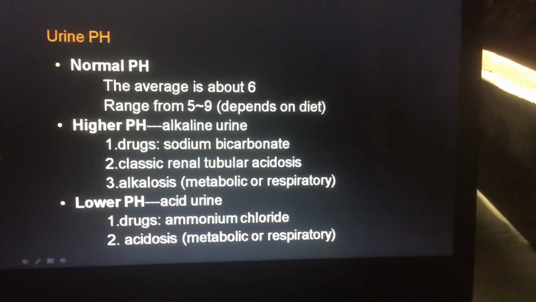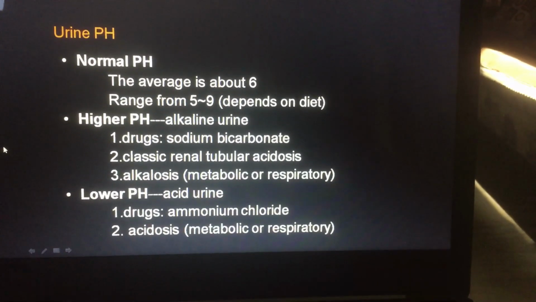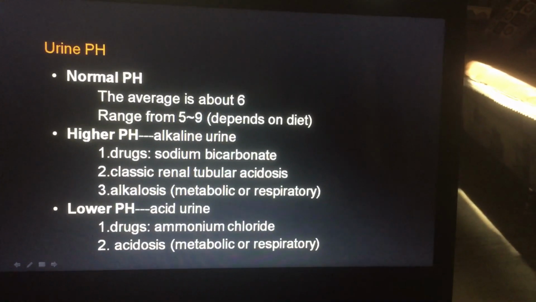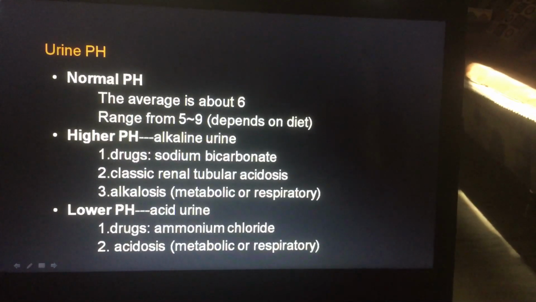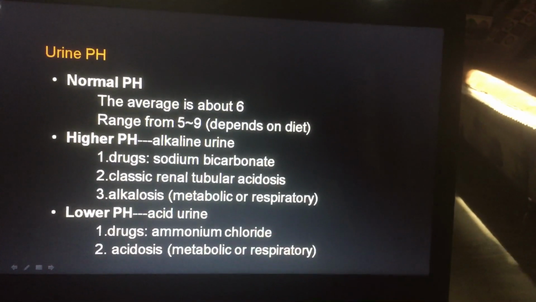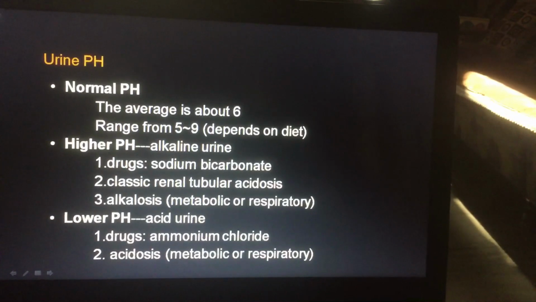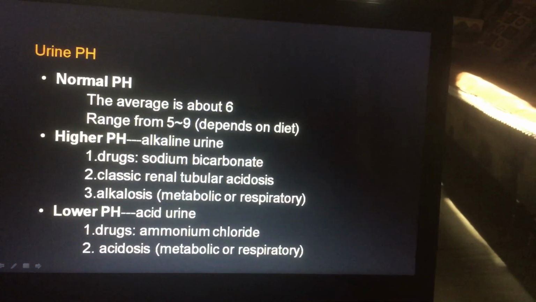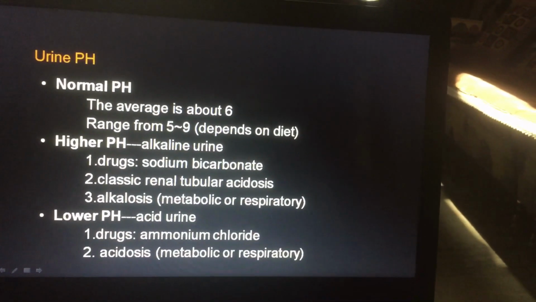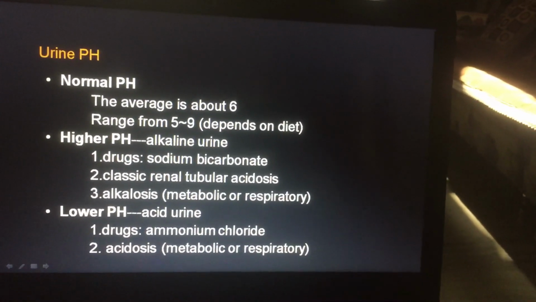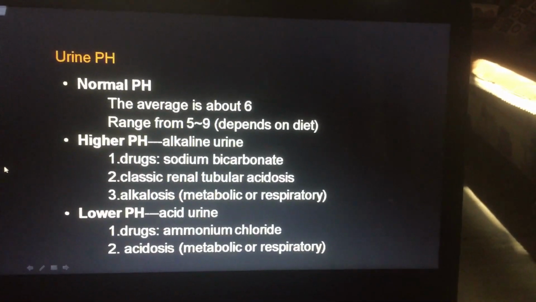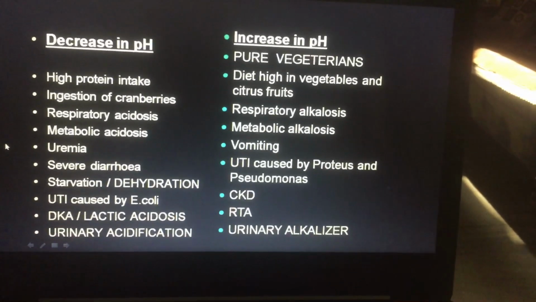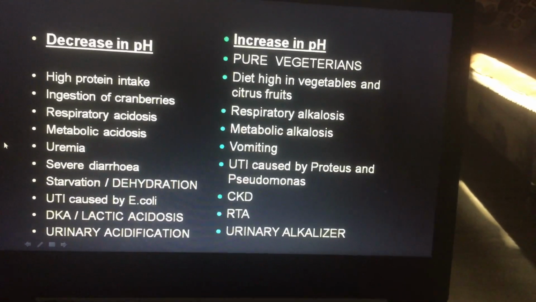Urine pH can be done by means of urine strips. If you get alkaline urine, it is because of drugs like sodium bicarbonate, in case of renal tubular acidosis, or in presence of metabolic or respiratory alkalosis. And the pH may be acidic in case of a person who has been given ammonium chloride, or in case of acidosis because of metabolic or respiratory acidosis. So these are the conditions which give you an alteration in the pH.